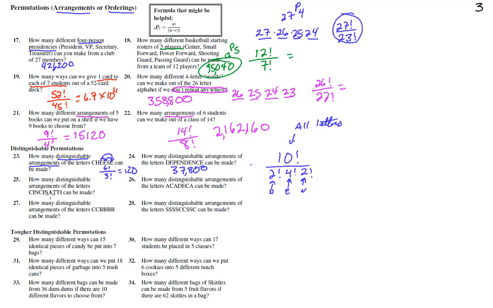Okay, 25. Now we're going to do Cincinnati. Oh boy. Okay, let's try it. 1, 2, 3, 4, 5, 6, 7, 8, 9, 10. 10 factorial over. There are 2 C's, 2 factorial. There are 1, 2, 3 I's, that's 3 factorial. And then there are 2 N's, and 2 T's. Oh boy. Is that right? Did we get them all? 2 C's, 3 I's, 2 N's, and 2 T's.